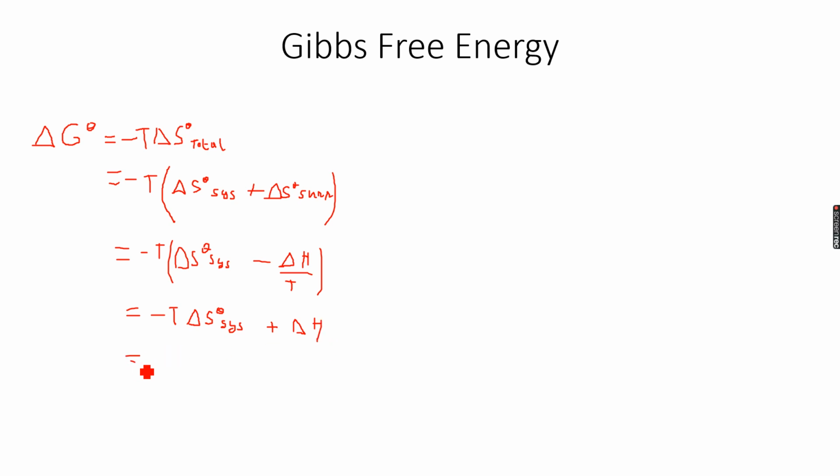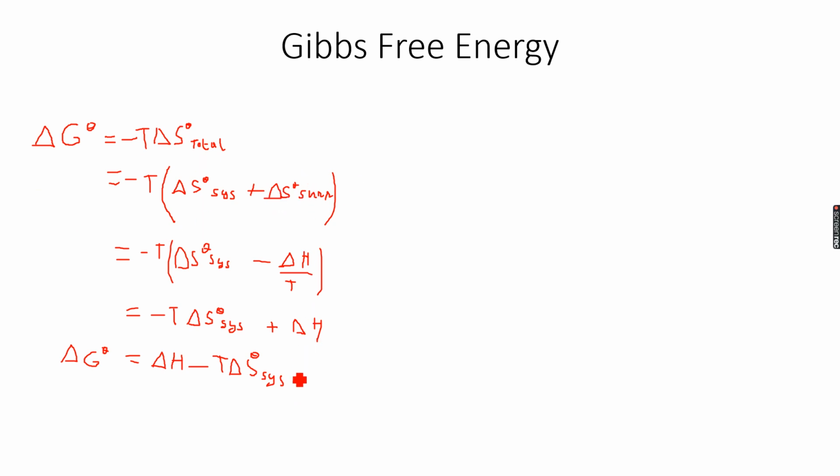So we have a formula for the Gibbs free energy change, delta G naught, which is equal to delta H minus T delta S naught system. So now we have eliminated delta S naught surroundings completely from the equation.